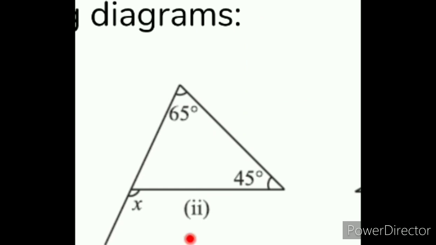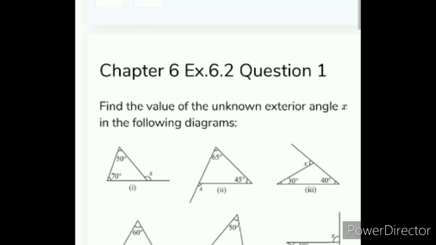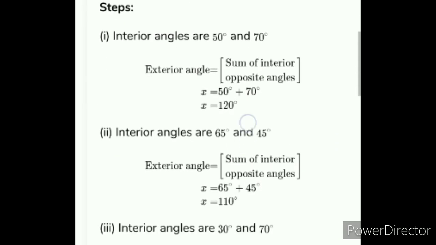Similarly, tell for the second one. Yes, here also we have x outside. That is the exterior angle measure. Opposite to it we have two angles measuring 65 degrees and 45 degrees. Add these two. That is the value of x. 65 plus 45 degrees is equal to 110 degrees. Got it?